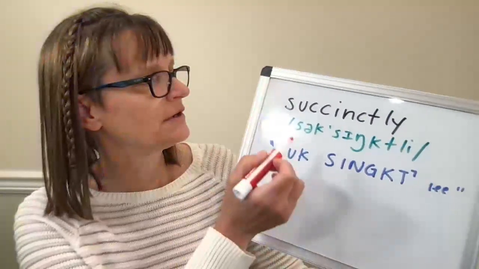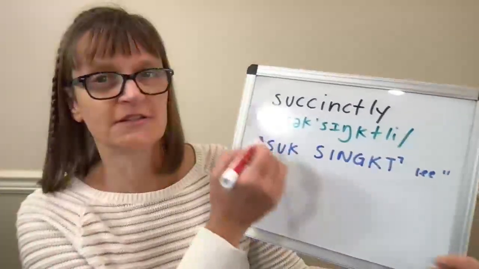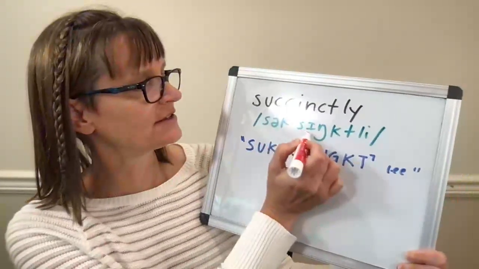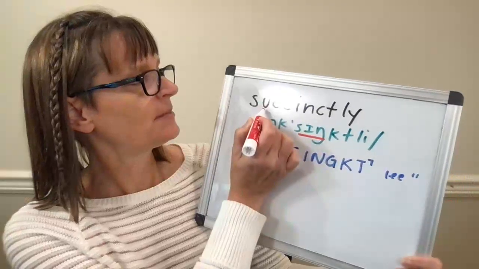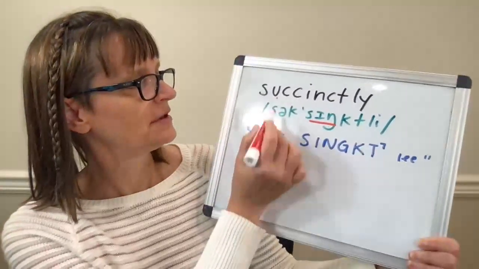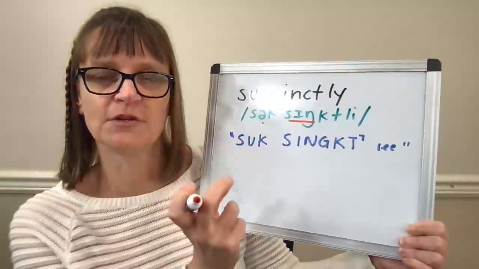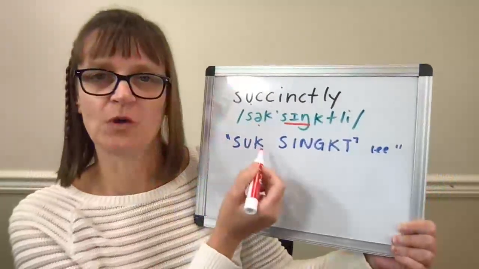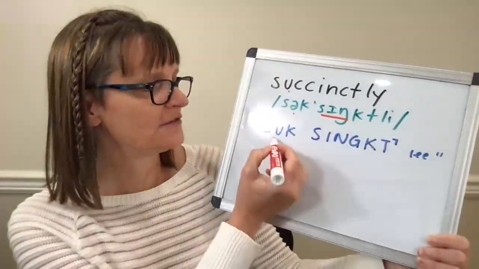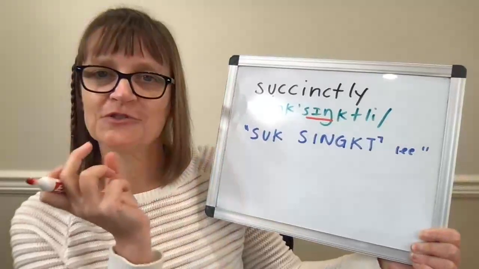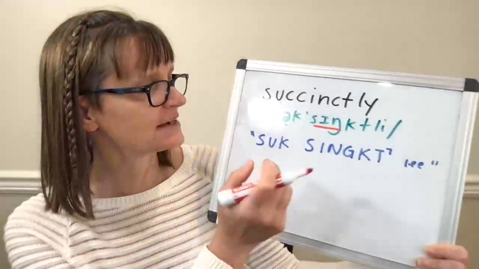First off, the word succinct and succinctly, they both have second syllable stress. So that means that my first syllable is going to be short. It's going to have a reduced vowel. In this case, it's vowel schwa. So we're going to have just a little suck, almost no vowel there, succinct.